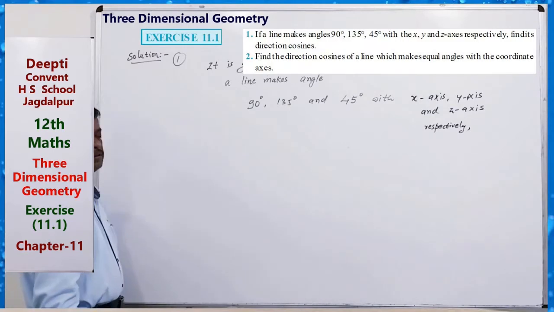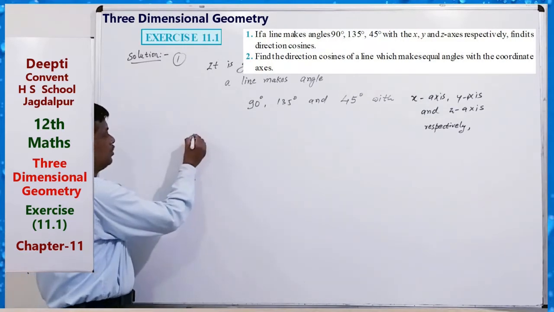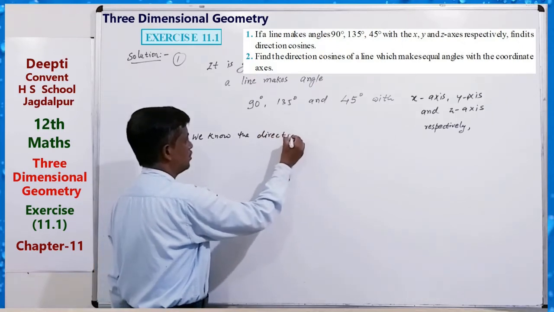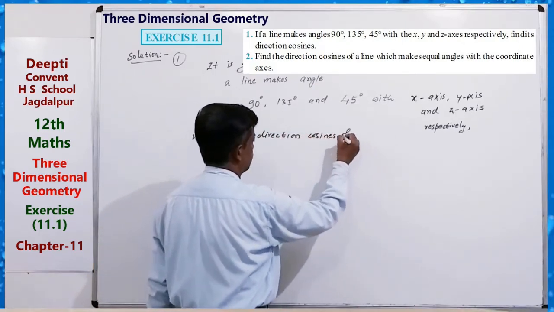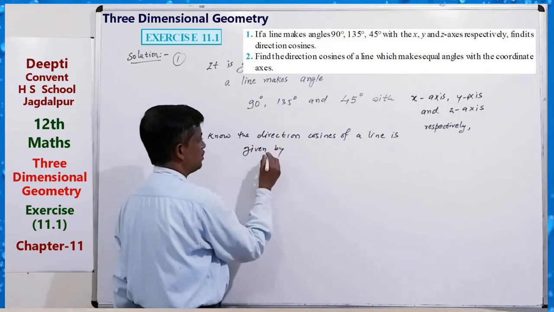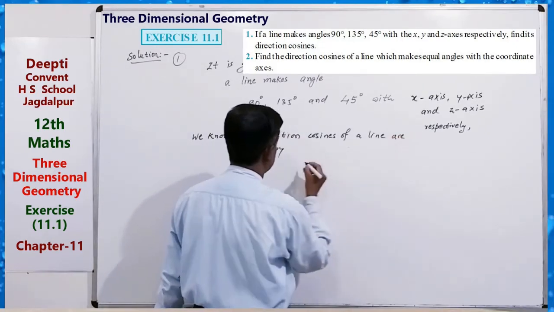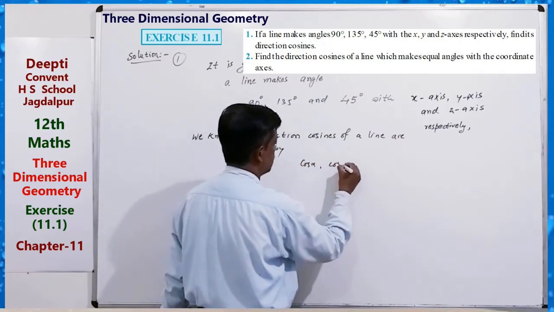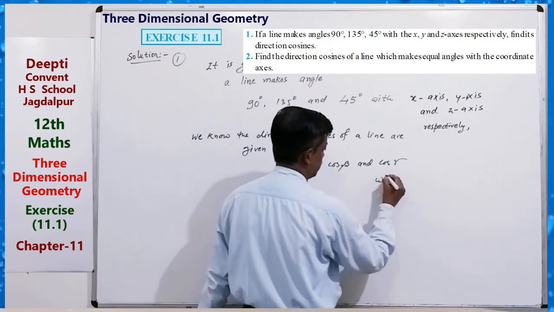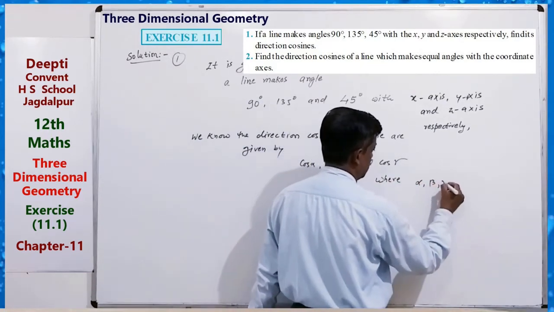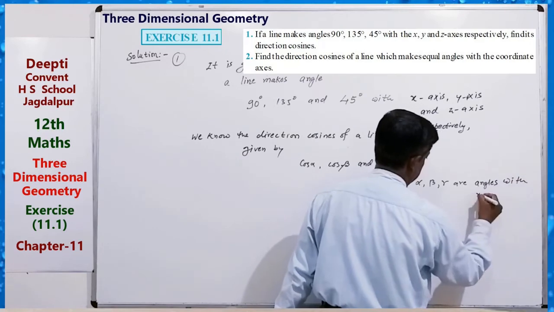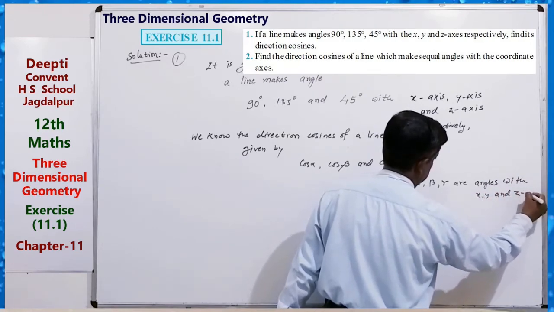Okay. We know the direction cosines of a line are given by cos alpha, cos beta and cos gamma, where alpha, beta, gamma are the angles with x, y and z axis.